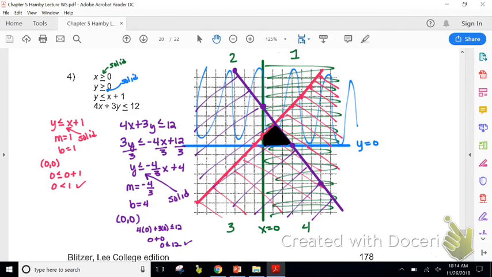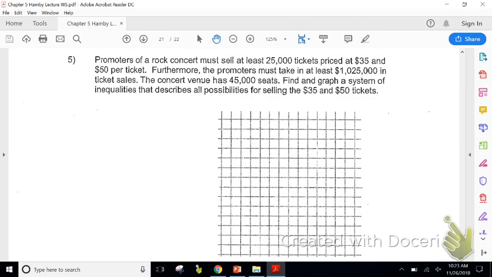So there's our solution. We have homework due tomorrow or tonight? Tomorrow. So look at number 5.